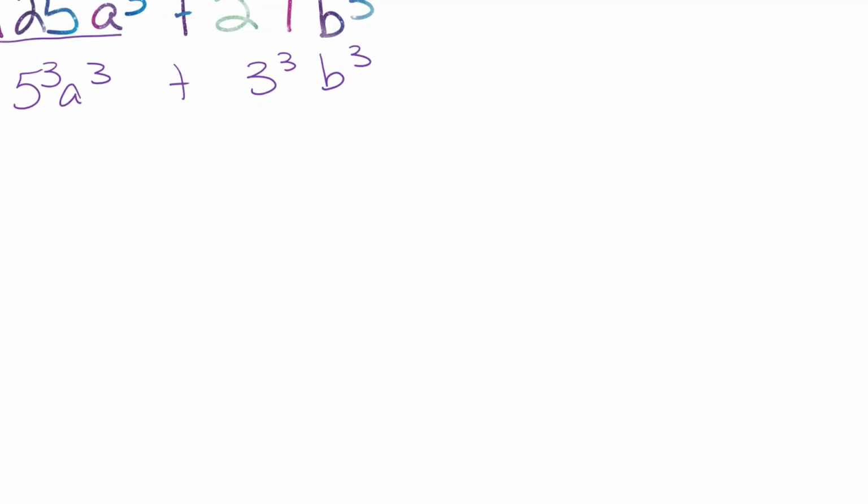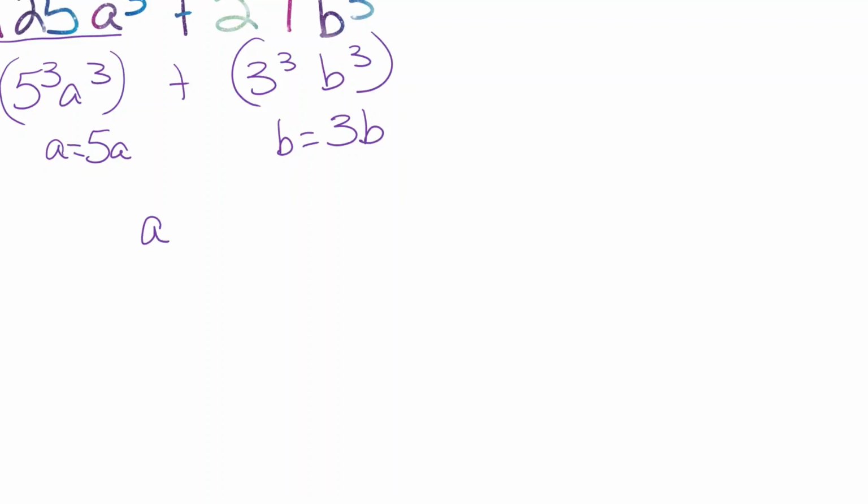I'm going to call this term a, and I'm going to say a equals 5a. And I'm going to call this term b, and I'm going to say b is equal to 3b. All right, so that's the first thing you need to do, is figure out what your a and b is going to be. The next thing I want you to actually memorize is this picture right here.